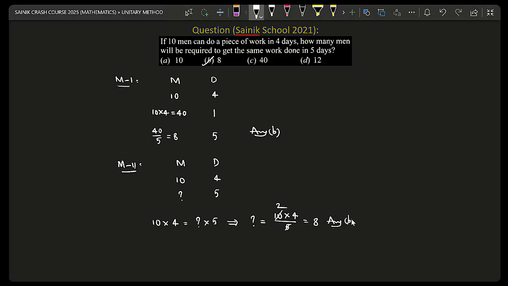Now who will answer this question in method number 3? Direct answer without checking any proportion. Who will answer this? Yes, Vamshika, can you answer this in method number 3?